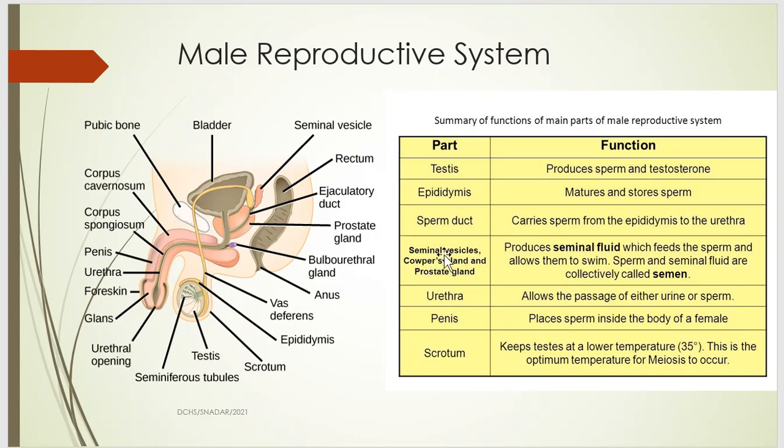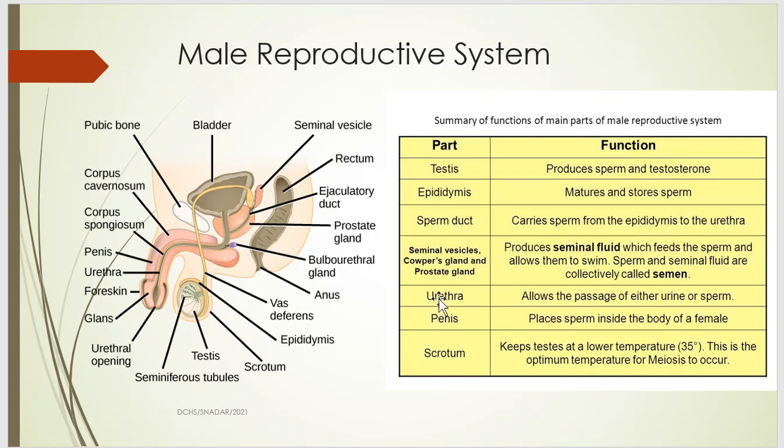Then the next part is the seminal vesicles, Cowper's gland, and prostate gland. These three structures are glands that produce a seminal fluid which feeds the sperm and allows them to swim. It creates that fluid so that the sperm can be active, and the sperm and the seminal fluid are collectively called the semen. So right here we have seminal vesicle, and then prostate gland right here, and I believe the Cowper's gland is not labeled here. They produce pretty much the semen, which is the fluid.